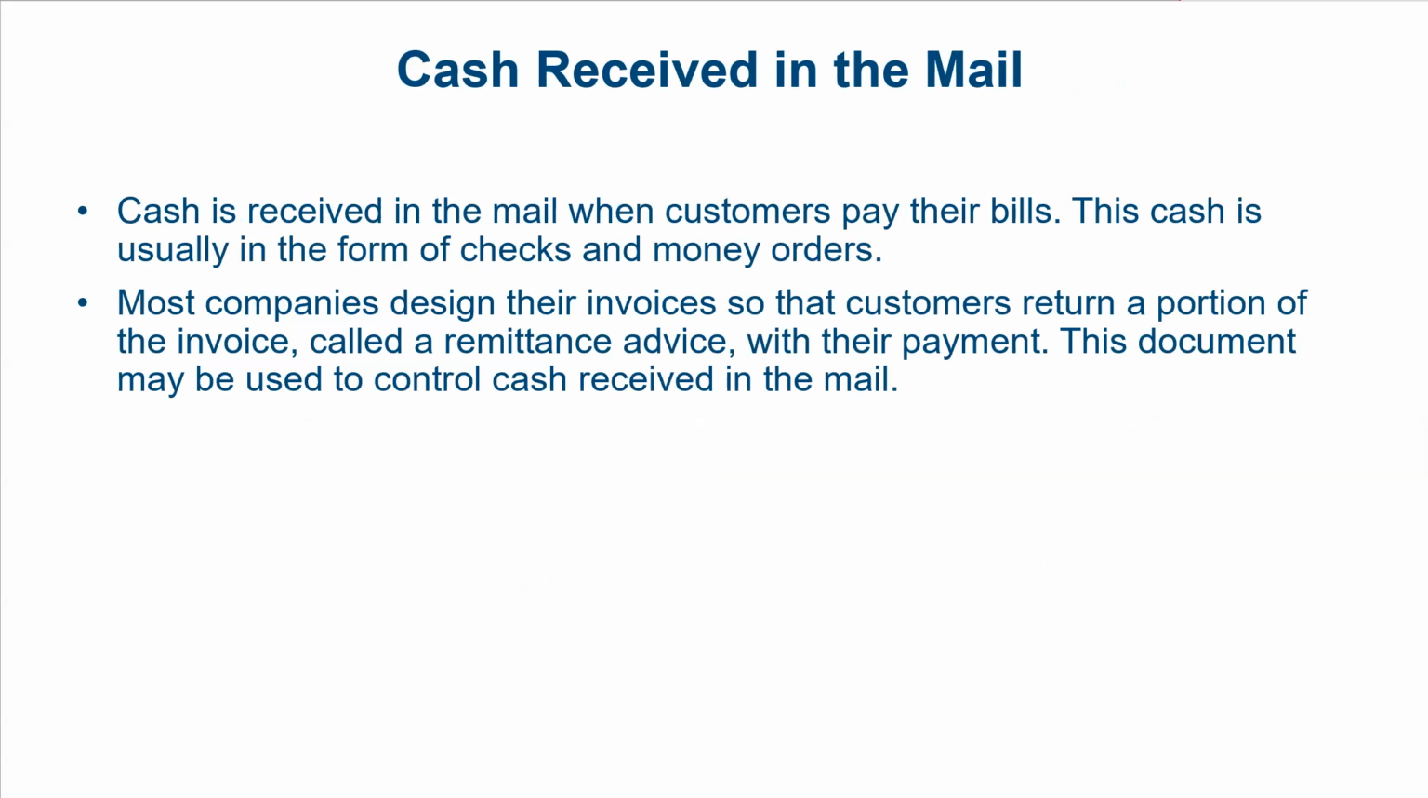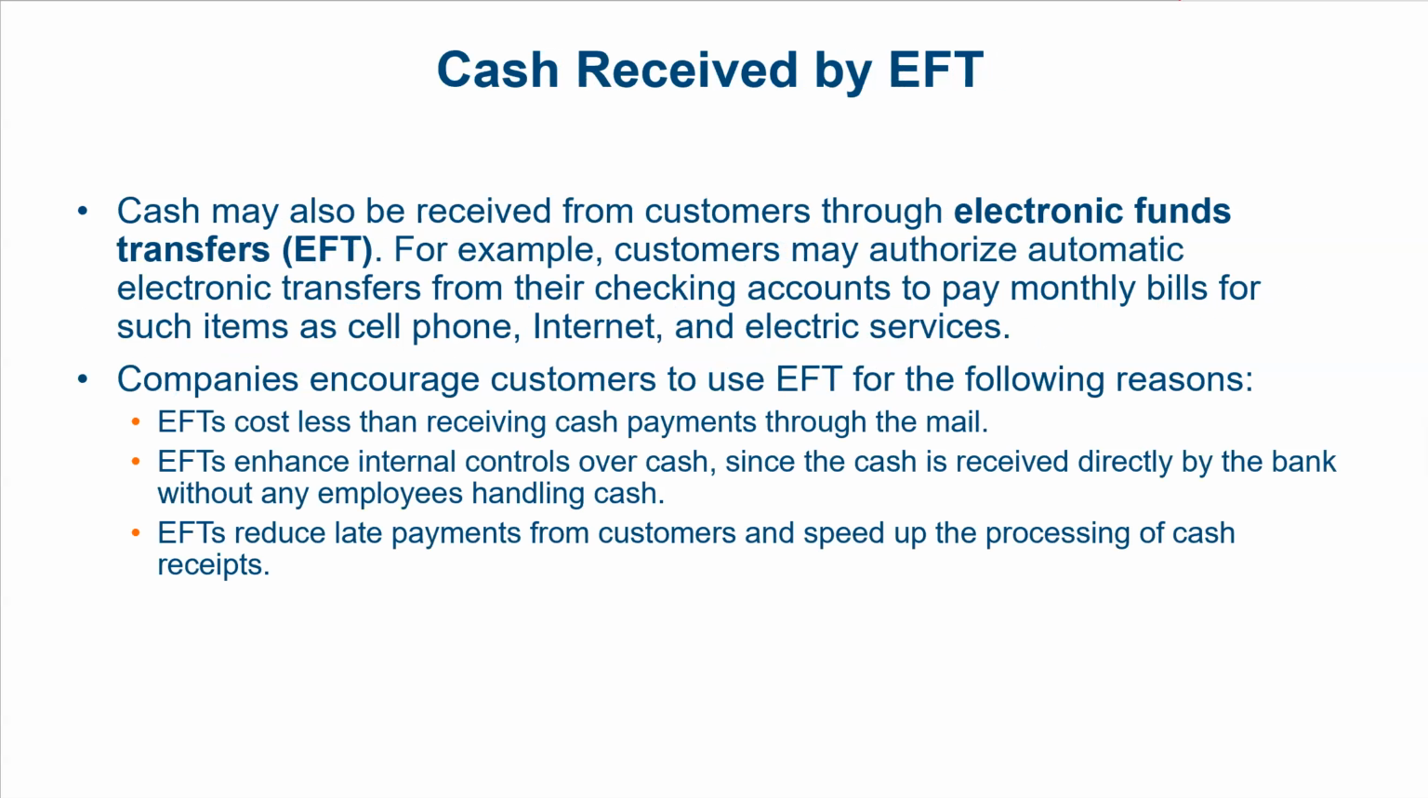All right, for cash received in the mail, most companies design an invoice so the customers return a portion of the invoice, called a remittance advice, with their payment, and this document can be used to control cash received in the mail. The other way that you can receive it is through an EFT, electronic funds transfer. A customer may authorize automatic electronic transfers from their checking accounts to pay monthly bills for items such as a cell phone, internet, and electric services.